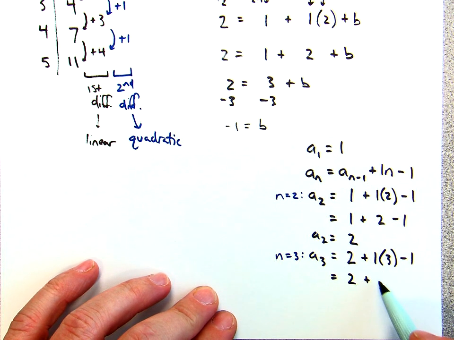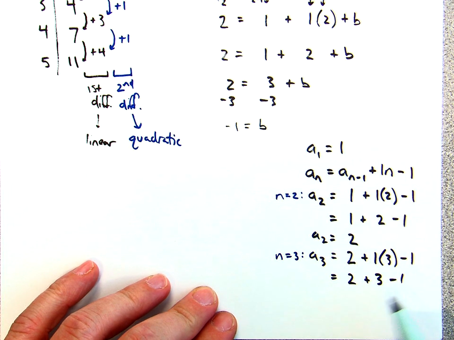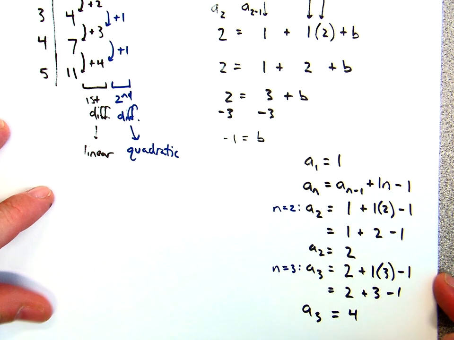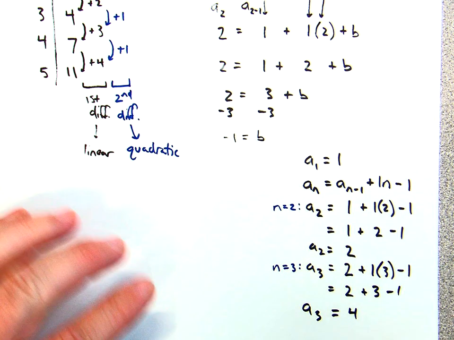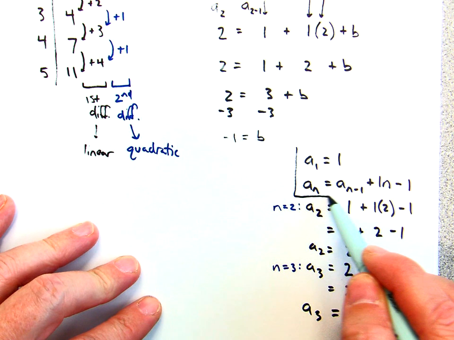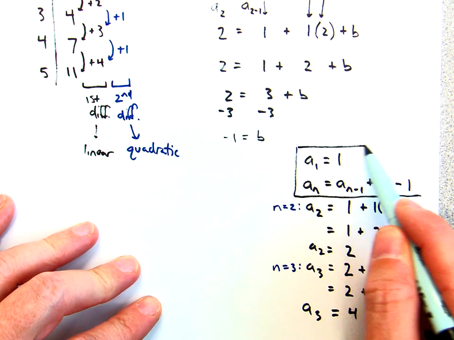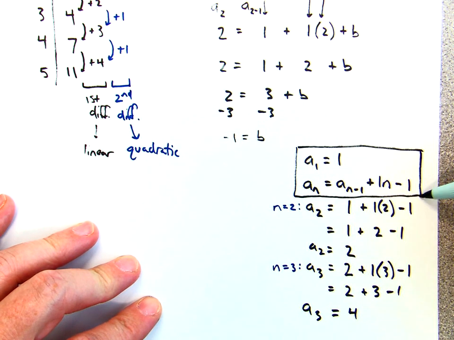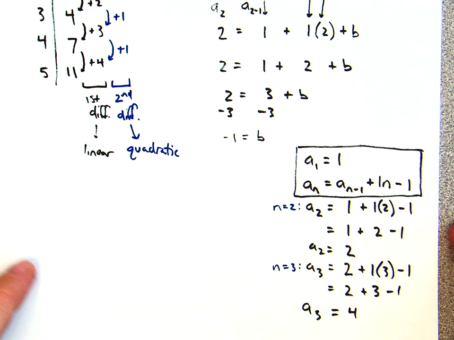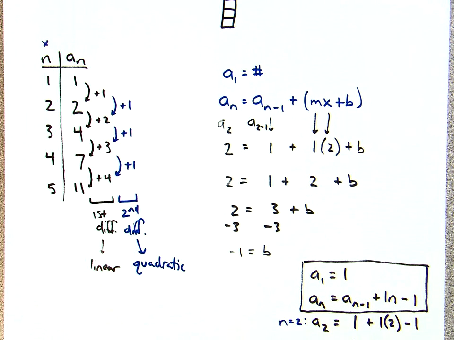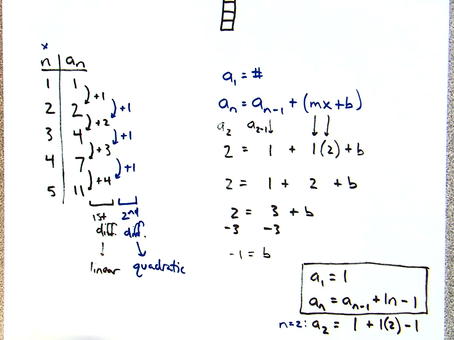1 times 3, minus 1, so what's that? 5 minus 1 is 4, so the third term is 4. So there we go. You could keep trying them if you're really curious, but there it is. We got the recursive version of this sequence. All right? Let's try another one.